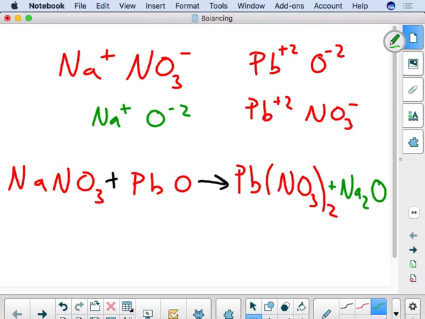Looking at what the charges are going to be to make the subscripts, the reactants are all 1 to 1, and the products are 2 to 1.